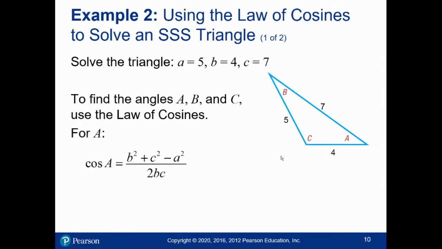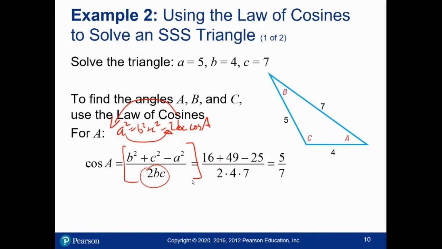For example, if we try to solve for cosine of A, remember we'd start off with a squared equals b squared plus c squared minus 2bc cosine of capital A. Then you would move the cosine term over, subtract this, and divide by 2bc. You'd end up right here. This is work that was done in the previous slide, so hopefully you worked it out then. Now we would just take the arc cosine. We know all the values of the side lengths, so take the arc cosine of 5/7, 44.4 degrees. Great, we found one of the angles.